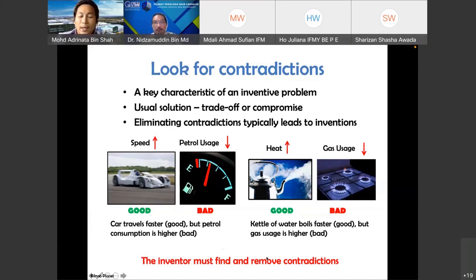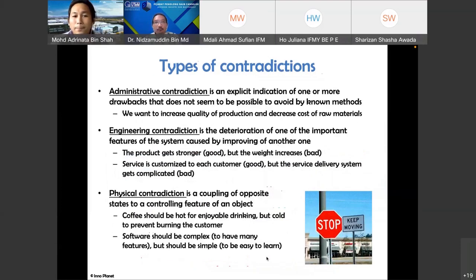So in TRIZ, we use the engineering contradiction with the contradiction matrix to get the 40 inventive principles. So there are steps that we need to use to overcome the compromise trade-off of our problem. Engineering contradiction is the deterioration of one of the important features of the system caused by improving another. You want a good improvement, the other one is bad worsening.